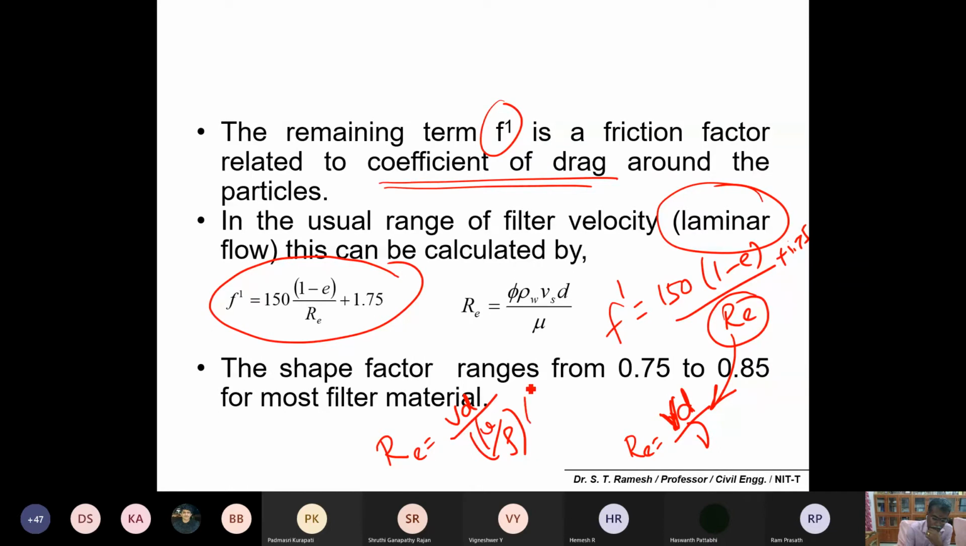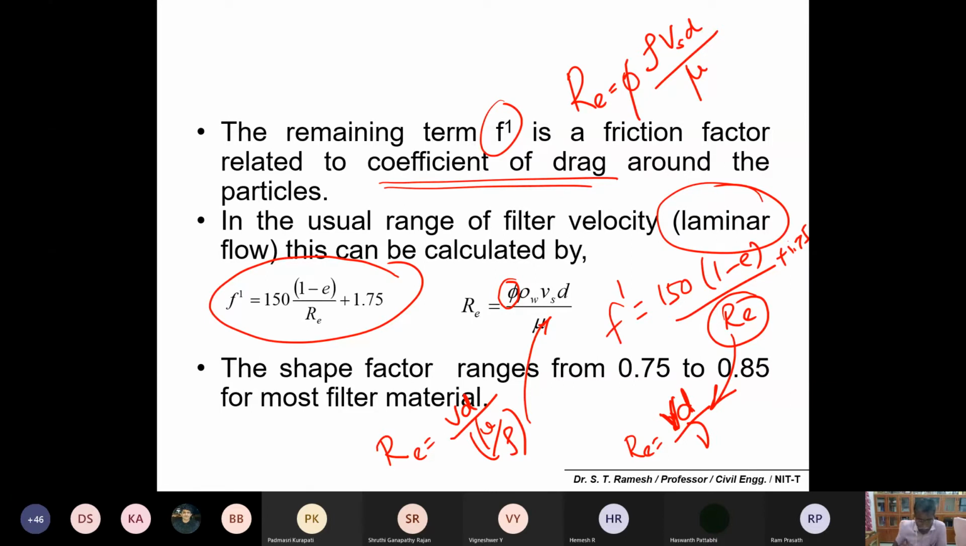You can also use a shape factor, because the particles are not spherical. So you can use pi as a shape factor. Thereby RE becomes rho Vs into D divided by dynamic viscosity into pi value. Is it okay?